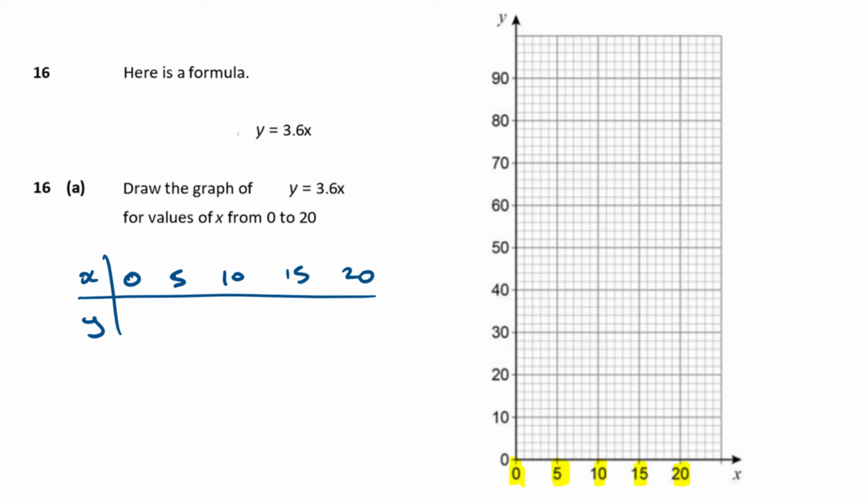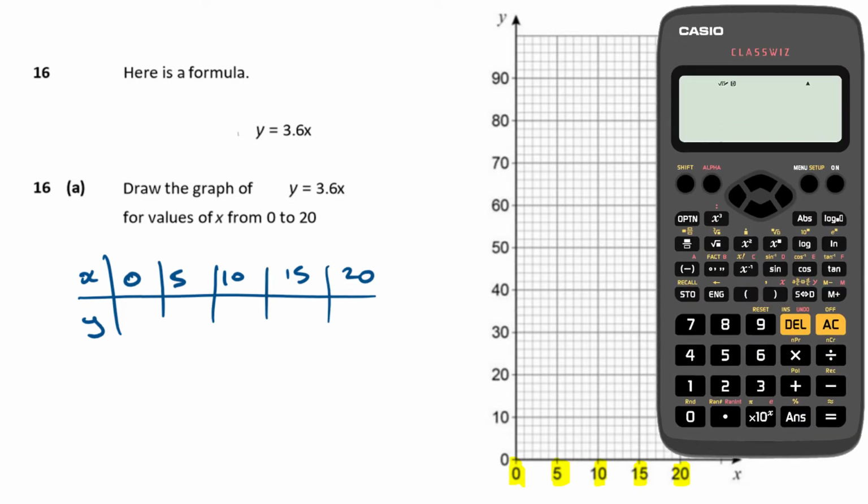Now I could sub each one of these into the equation and get the answer, or I could just use the calculator. Don't know if you know about this one, but if you put it in menu and then table mode, then you put your function in, in this case y equals 3.6x. It's got the symbol f of x here. It's different notation, but you just type in the bit after the equal sign. So 3.6, and the x you can usually get with the alpha key.